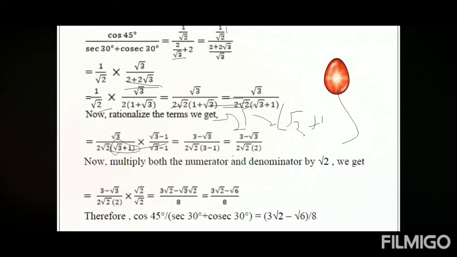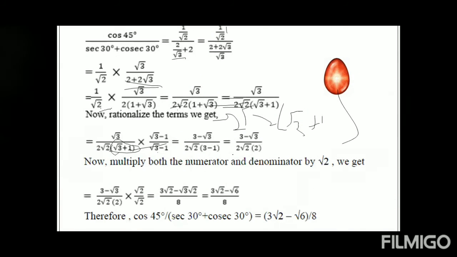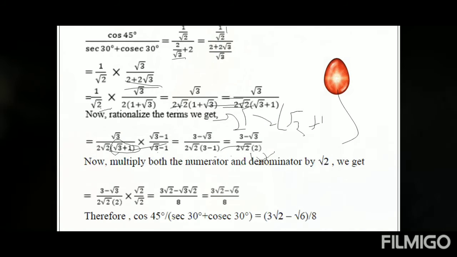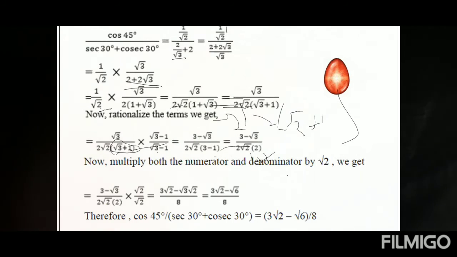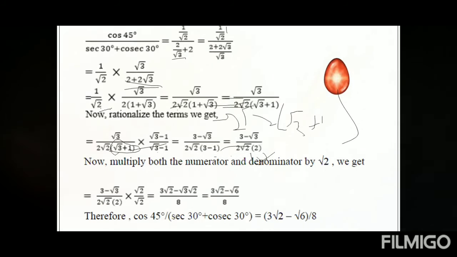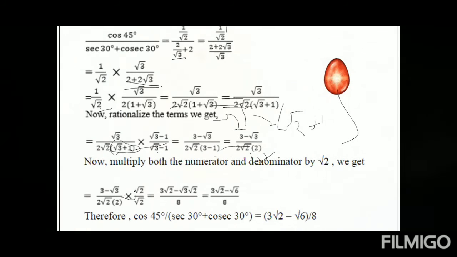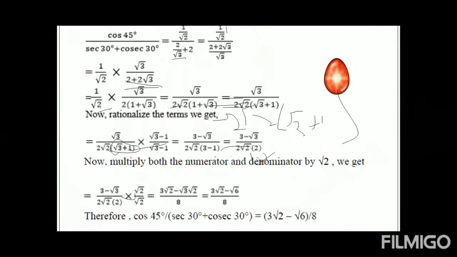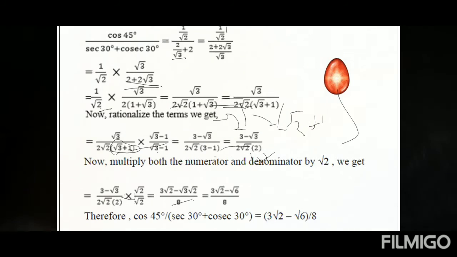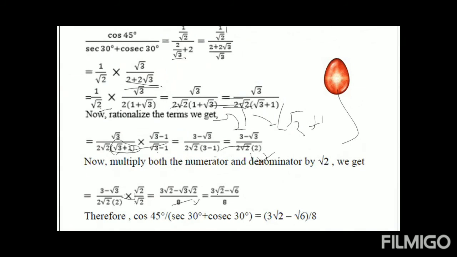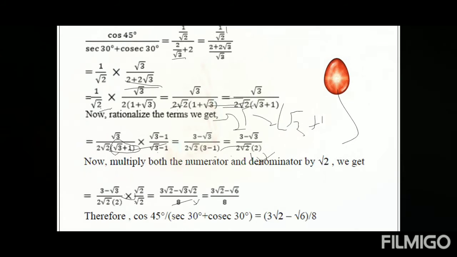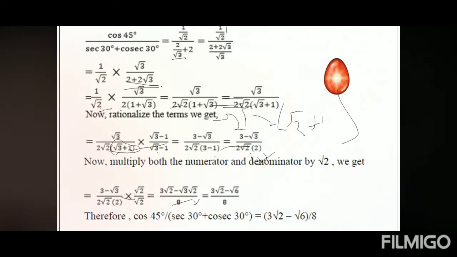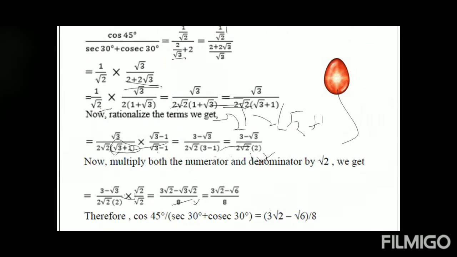That is 3 minus root 3 by 2 root 2 into 2. Okay, then now multiply root 2 on the upside and downside, cross multiply. You get 3 root 2 minus 3 root 2 by 8, and take 3 root 2 into 2 root 2, that is root 6, and you get 3 root 2 minus root 6 by 8.